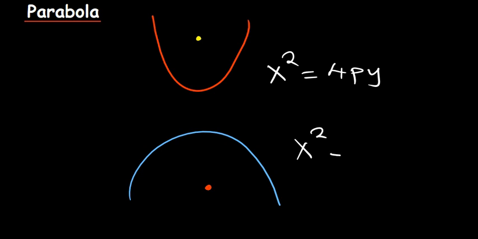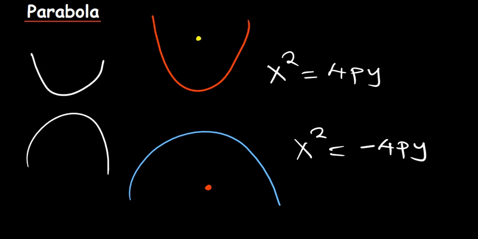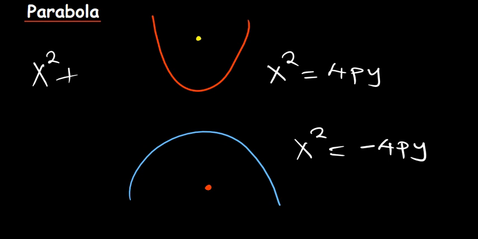X squared is equal to negative 4py. The idea is if the parabola has opened in the y direction, then it's x squared. You can actually remember this from quadratics, because you know a quadratic is always upwards and downwards like this, and the equation is in the form of x squared plus something. It may be negative x squared. It's negative x squared when it's facing downwards.